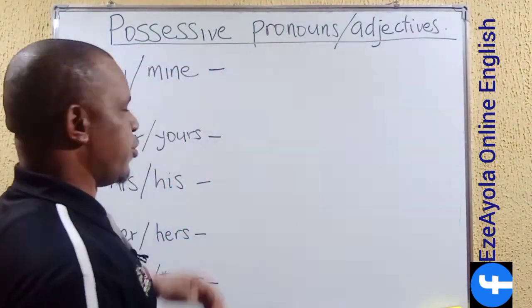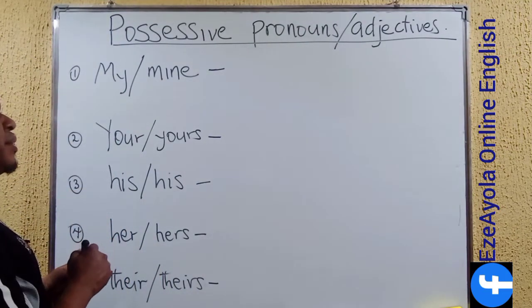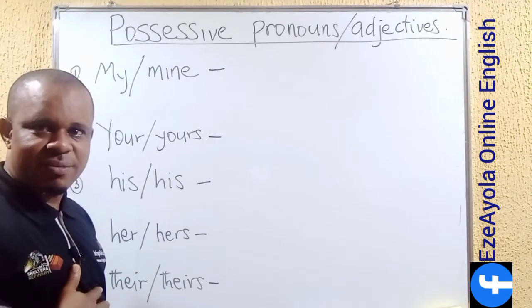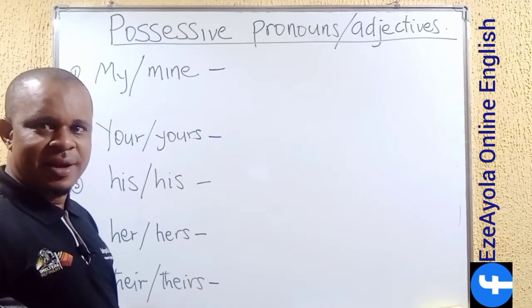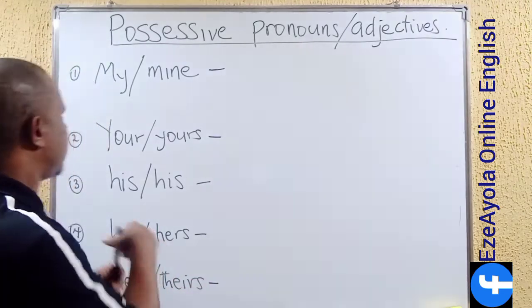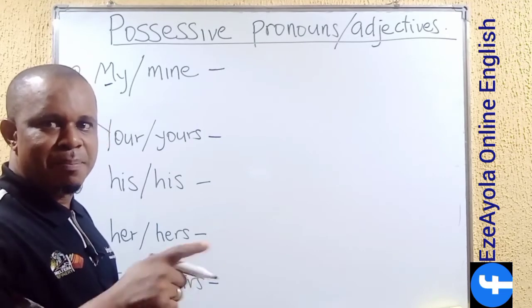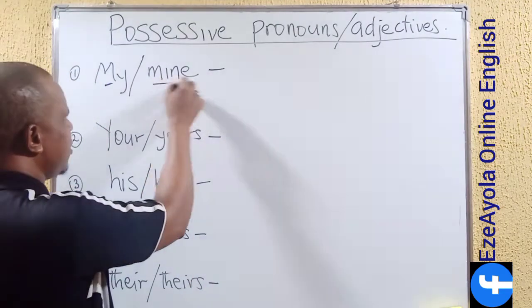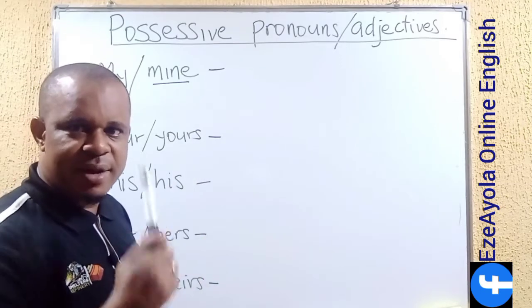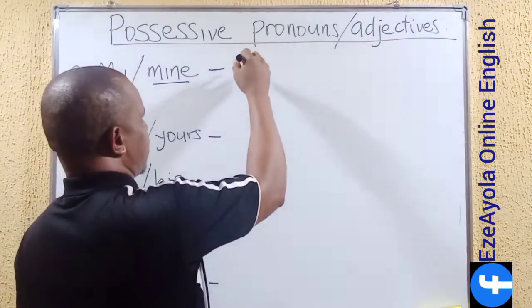You see what we already have. We've been able to establish some words. Number one, we have my, mine. Look at this. My man, my book, right? My pen, my house. This is my studio. My book, my brother, my sister. What about this? The pen is mine. Look at it. This pen, it's mine.